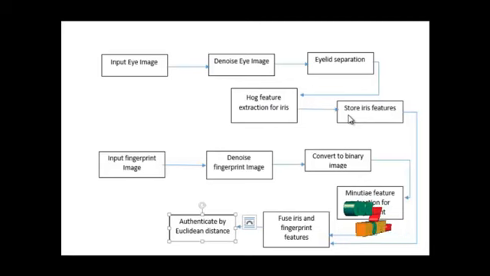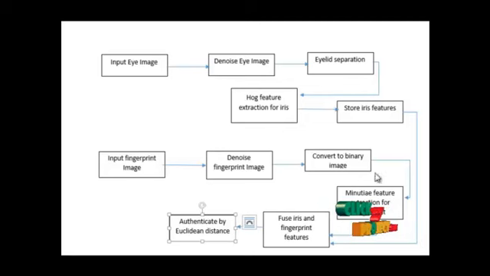At the same time, we input the fingerprint image. Then the fingerprint image also undergoes pre-processing, that is the denoising process. This is also done by the median filter. Then the pre-processed fingerprint image undergoes binary conversion. The binary image is used for calculating minutiae points. The minutiae points are calculated, and the point pixel values are stored as the minutiae feature. The minutiae feature points are stored in a mat file format.